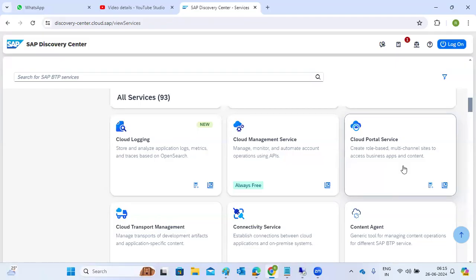So there are some tags like free, which means they offer free tier service plans here. But some services have charges, and those are available in the enterprise account. That is available here. So this is the 90 days period.